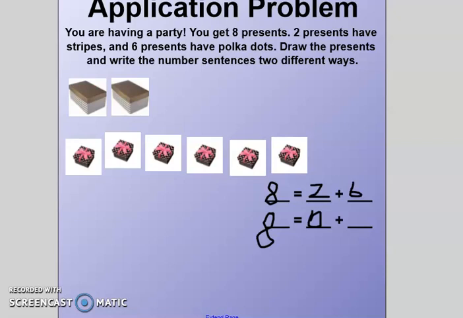Oh my goodness, that is so messy. I'm so sorry. 6 polka dot presents plus 2 striped presents. Okay? So remember, where we put our parts, that's not the part that matters. As long as our whole is in the right spot, we're good to go. Okay, let's go to our next problem.